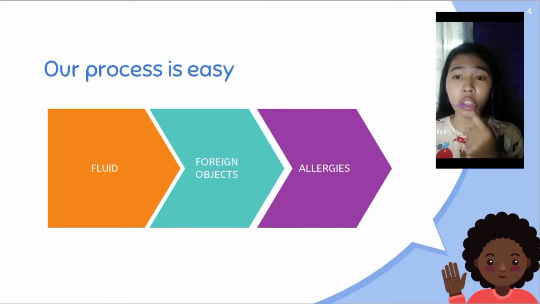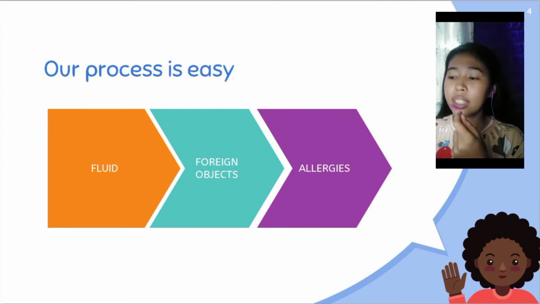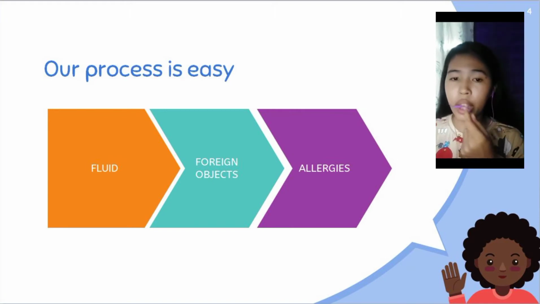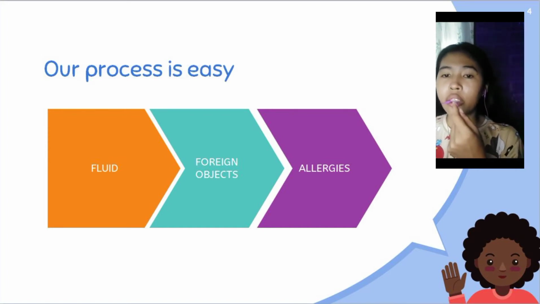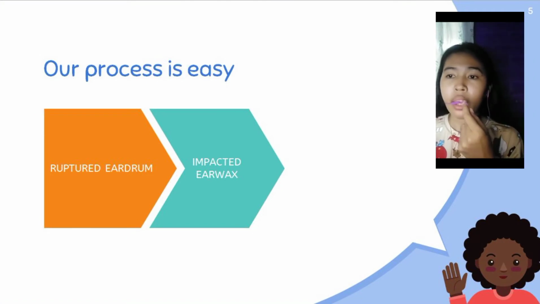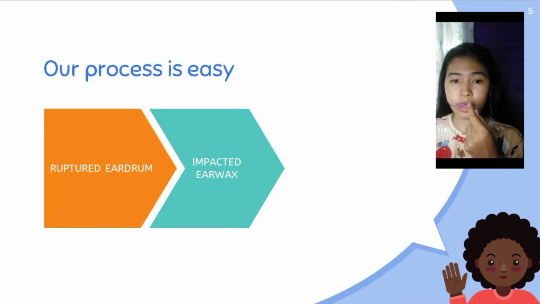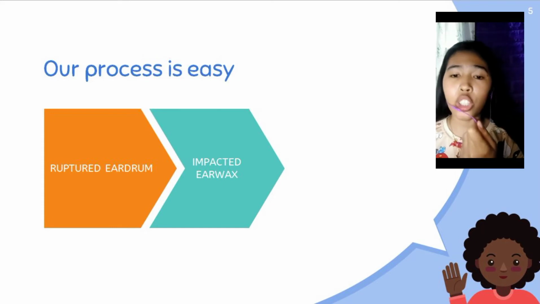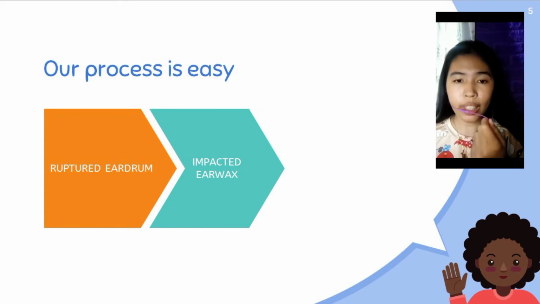The most common cause of conductive impairment, especially in children, is fluid. The second one is foreign objects. Then allergies, ruptured eardrum, and impacted earwax. To sum it all up, conductive hearing loss makes all sounds faint or muffled. The hearing loss is usually worse in lower frequencies.